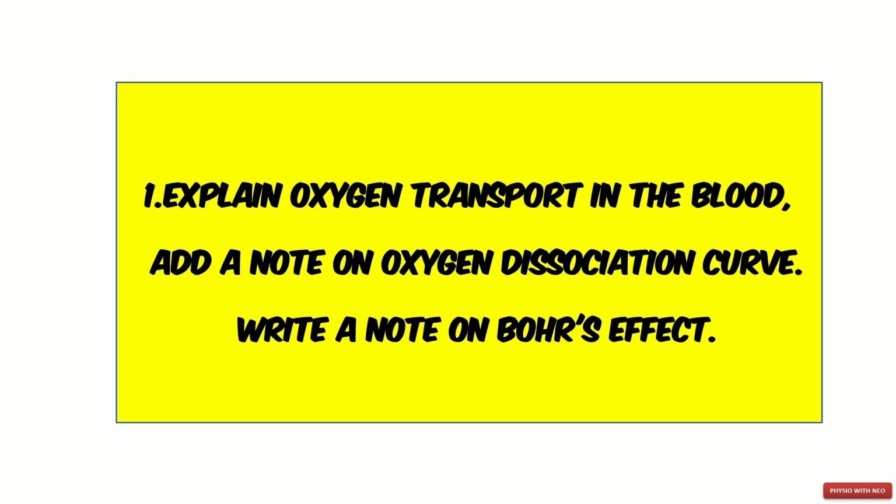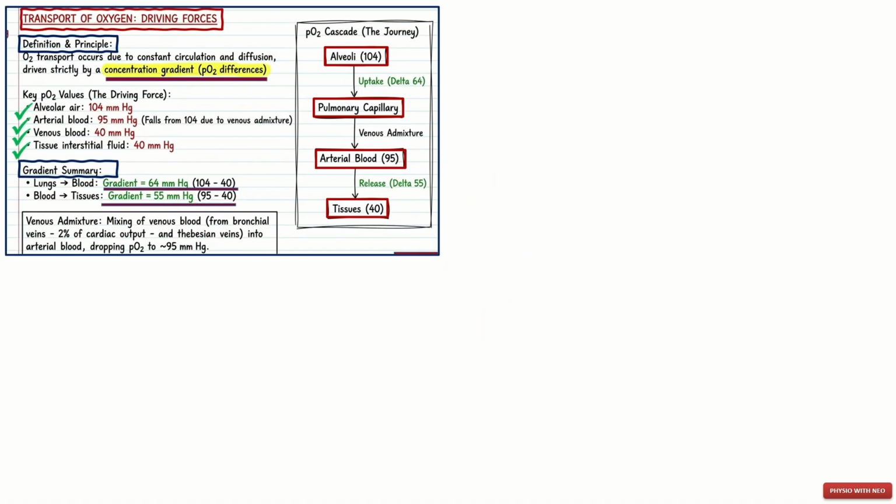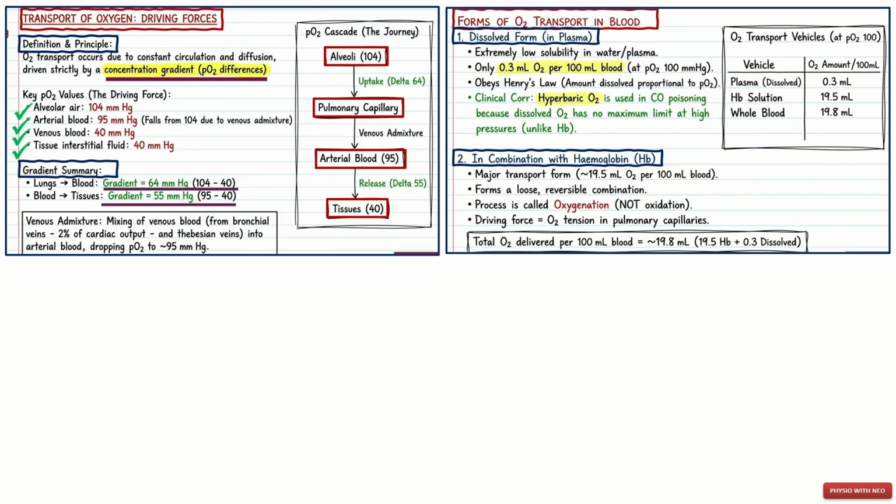Congratulations, finally we have completed the answer to this long essay question on oxygen transport in the blood, oxygen dissociation curve, and a note on Bohr's effect. We have completed the answer under the following headings: the definition and principle. We have drawn this flow chart showing the oxygen pathway, then the oxygen transport in the blood in the form of two ways, that is dissolved form 1.5% and in combination with hemoglobin 98.5%.